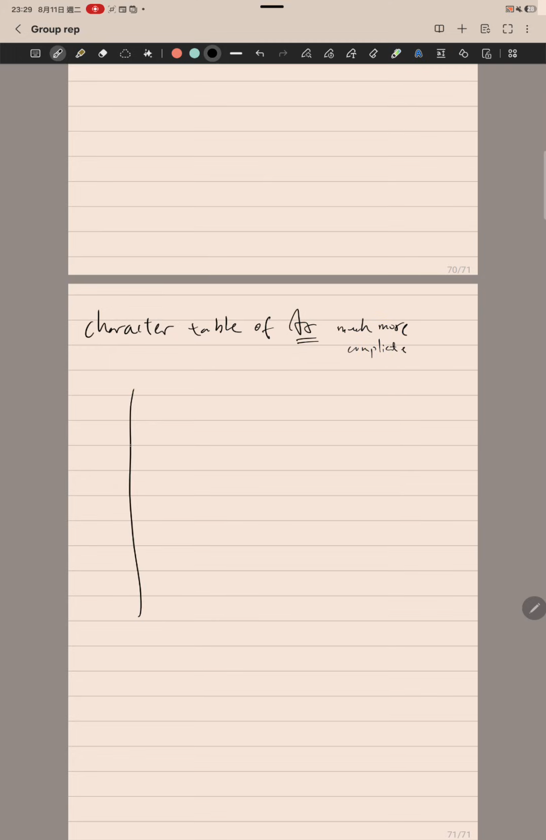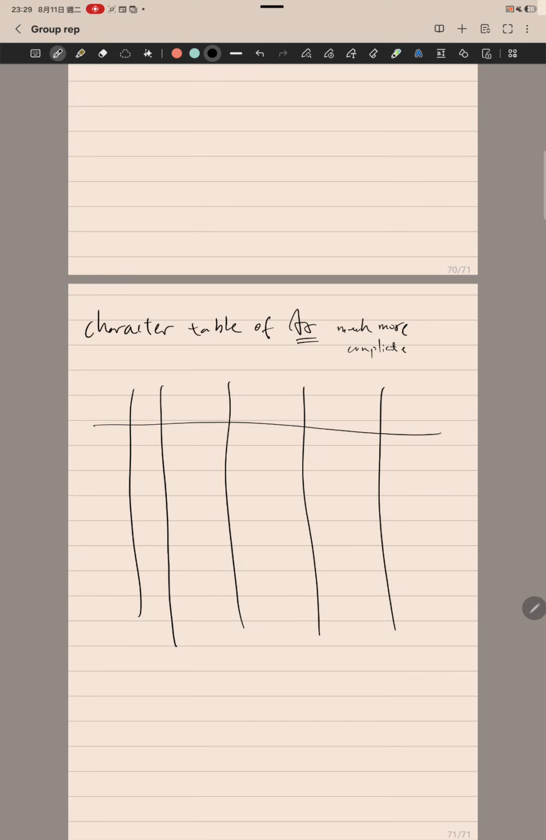Okay, so first you need to label all the conjugacy classes and their sizes. So you have the identity, and then 1, 2, 3, and 1, 2, 3, 4. Remember that A5 contains all the even permutations. So 1, 2, 3, 4, 5.